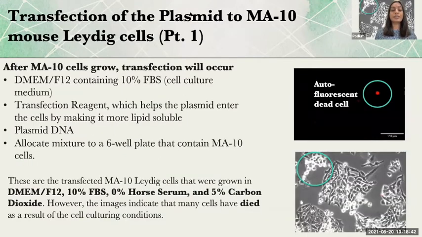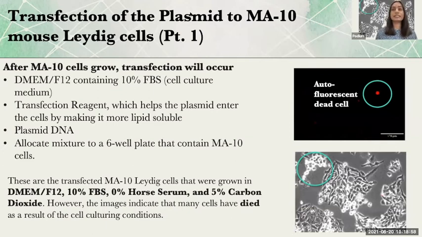So after we have confirmed that our plasmids have the correct insert, we can now transfect the plasmids into Leydig cells. So we will grow the MA10 Leydig cells, and then we will transfect them. And in order to transfect them, we have to combine a few things.